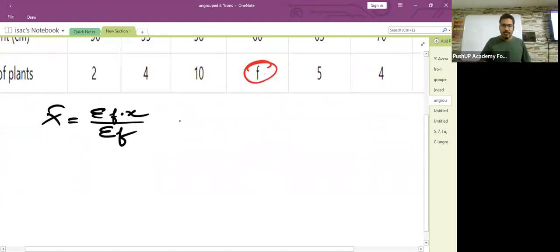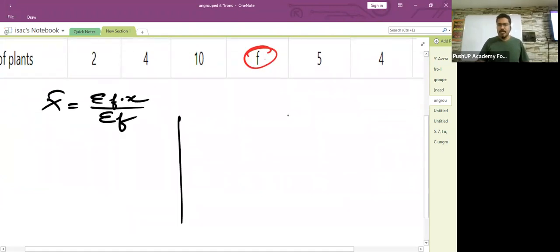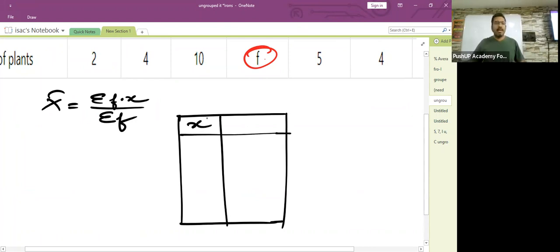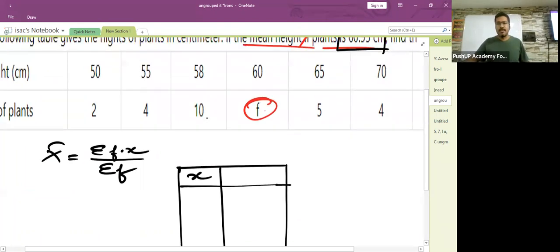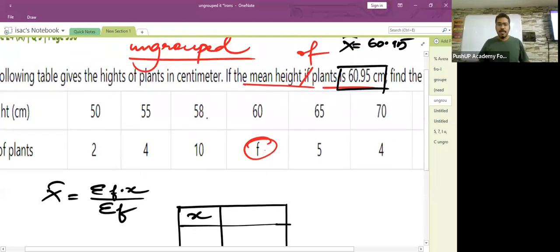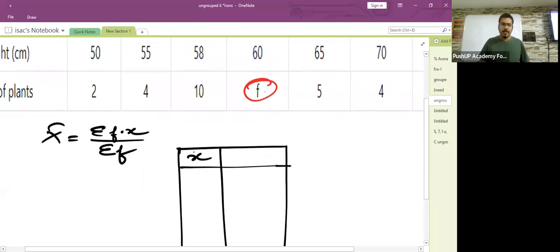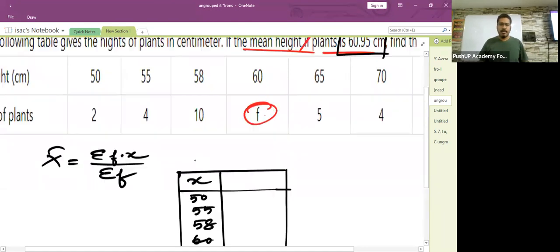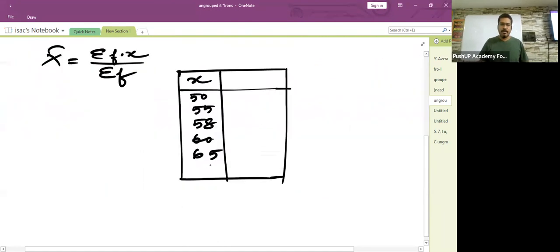Now, as I told you before, whenever you are solving a sum in statistics, rather than using the horizontal table, use the vertical table. The first column, where the values of each variable are written, should be taken as the column of x. So what are the values here? 50, 55, 58, 60, 65, 70, 75, isn't it?